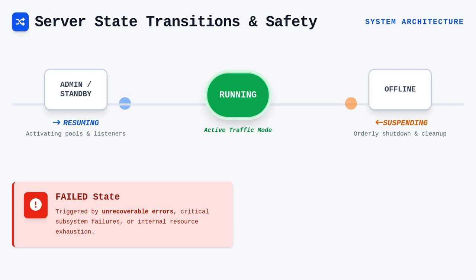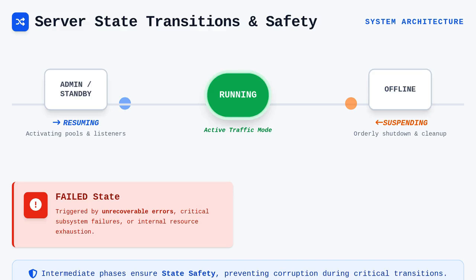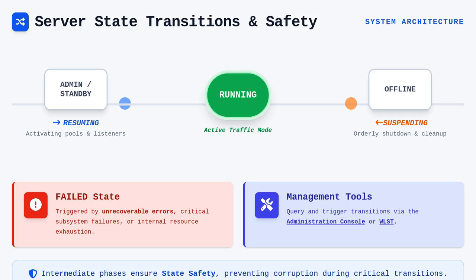Should an unrecoverable error occur, such as a critical subsystem failure or an exhaustion of internal resources, the server enters the failed state. Understanding these state transitions is crucial for diagnosing why a server might be stuck in a non-productive mode. Monitoring tools provided by the Administration Console or WLST allow you to query these states programmatically and trigger transitions when necessary.